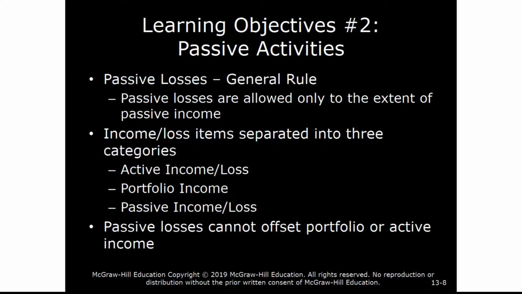So income or loss are generally separated into the 3 categories: active income, such as having a job and drawing wages or salary; portfolio income, such as interest and dividends; and then passive income, such as real estate, investment in S corporations or partnerships, limited partnerships. And it is the case that passive losses cannot offset portfolio or active income, with one exception relating to real estate, which we'll talk about.